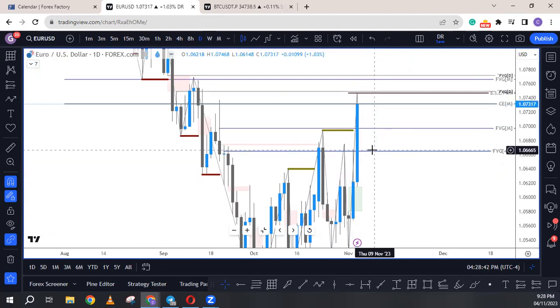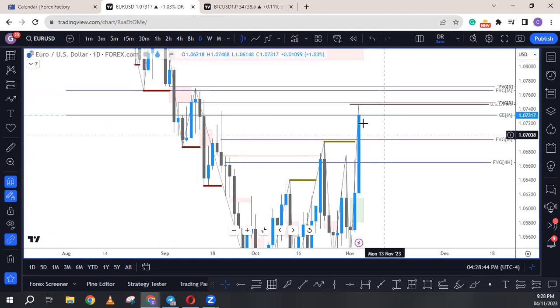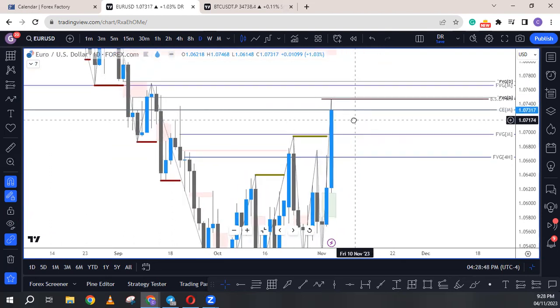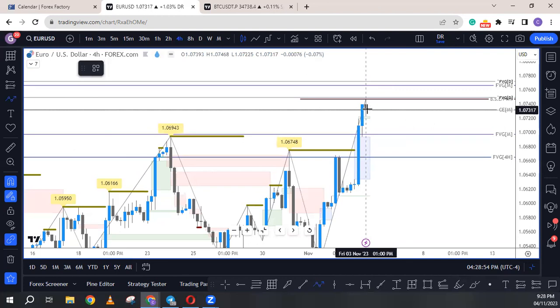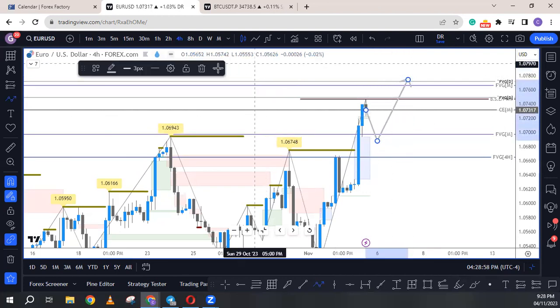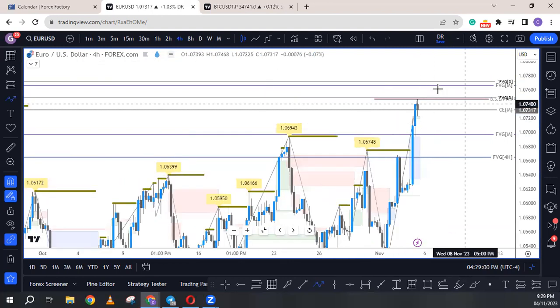Looking into this new week, if this does not move up on Monday, then you'll be looking for something like this: a little bit of a retracement and a continuation to fill this imbalance. That has to completely close up that monthly fair value gap.